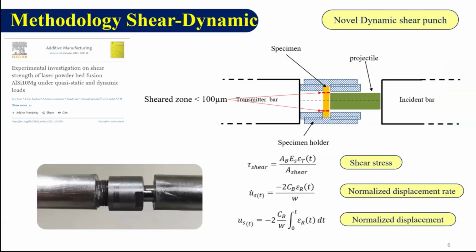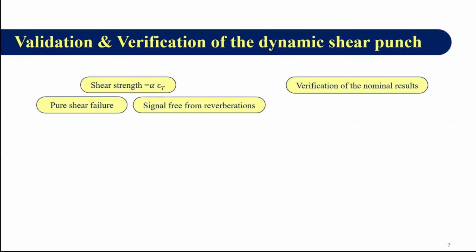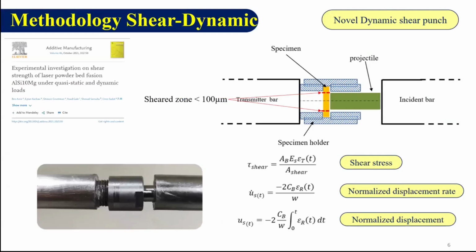And as part of my PhD, we developed several experimental systems. One of them that I'm very proud of is the dynamic shear punch assembly, which generates a pure shear stress mode in the specimen and can fit in any split Hopkinson pressure bar. And you only need strain gauges to characterize and measure the shear stress, normalized displacement, and normalized displacement rate. You can see that it is built from the projectile, the specimen holder, and the disc specimen that undergoes shear.